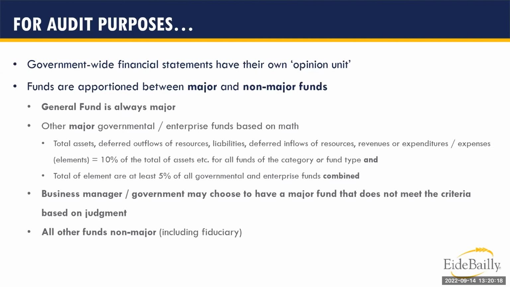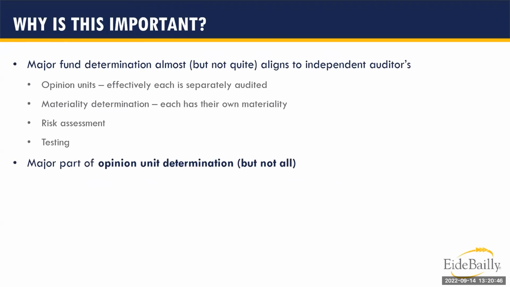Because of these differences in funds, we need to go back to the concept of opinion units. The funds of the government are separate operations. Quantitatively and qualitatively, they're grouped between major funds and non-major funds. And because of the importance of the general fund, it's always a major fund. It always gets separately audited. So let's get that out of the way. Once we do, we have to figure out what to do with the rest of the funds that are out there.